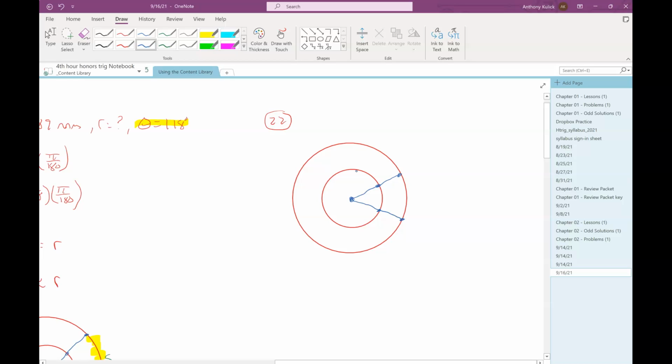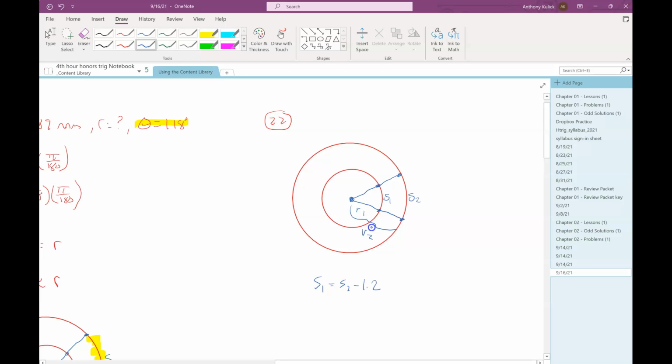It says the inside car travels 1.2 centimeters less than the outer car on each piece of track, so I'm going to call this piece S1 and this piece S2. And I know that S1 is S2 minus 1.2. And then it asks how much bigger is the radius of the outside track compared to the inside track. So we'll call this radius R1 and this radius R2.